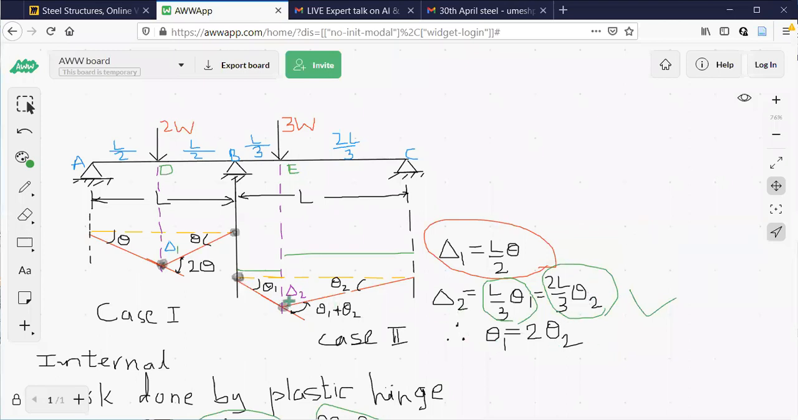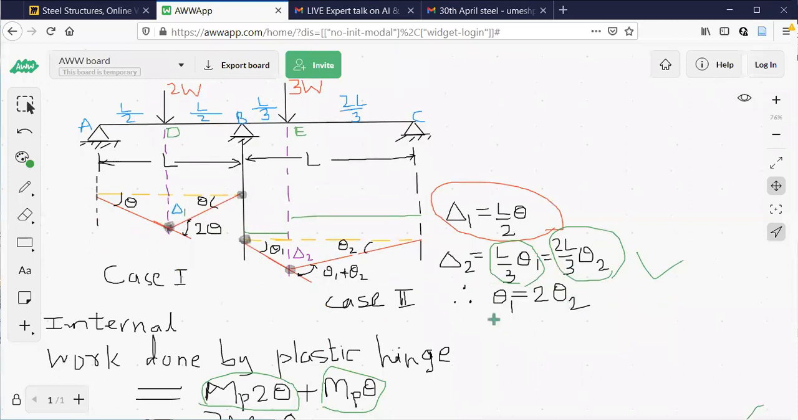Delta 2 is equal to L by 3 theta 1, which is also equal to 2L by 3 theta 2. This distance into theta 2. So we have a relation between theta 1 and theta 2: theta 1 is equal to 2 theta 2. Here we can replace theta 1 with 2 theta 2. How much is this angle now, in terms of theta 2? Can you tell?